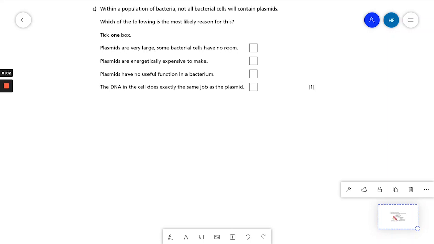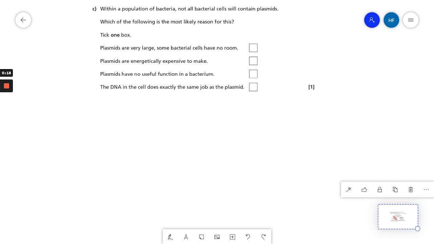Let's have a look at this exam-style question. Within a population of bacteria, not all bacterial cells will contain plasmids. Which of the following is most likely reason for this? Tick one box. And here are the statements.